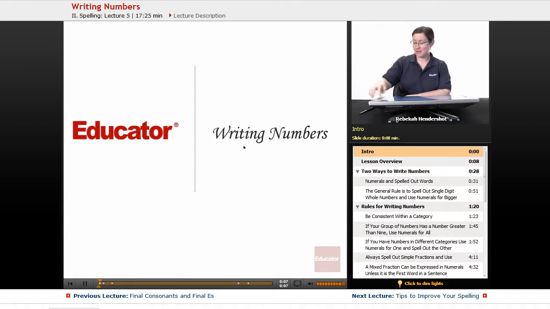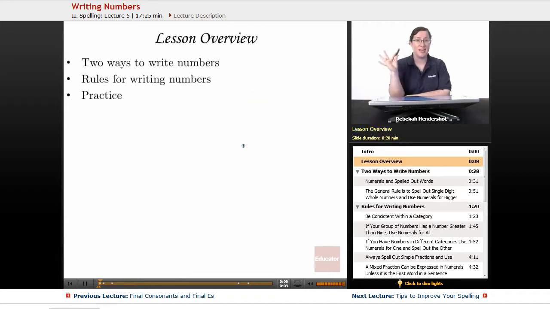Let's get started. We begin as always with a brief lesson overview. We're going to talk about the two different ways to write numbers. Believe it or not, there are two different ways, and English has some kind of wonky rules on which way to use which time. Then we're going to go over those rules, and we're going to conclude with some practice. See if you can figure out which way to write the numbers in each of the sentences.